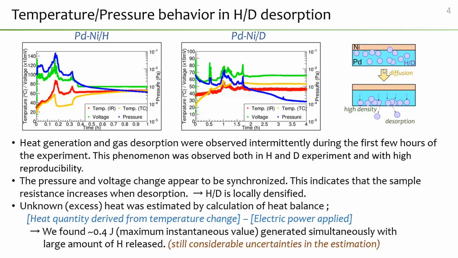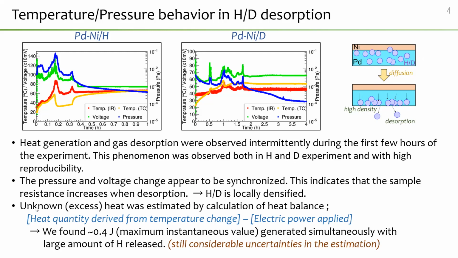Well, we can imagine that the loaded hydrogen deuterium moved to the sample surface and was locally densified. Then it was released from the sample when the density exceeded a certain level. So this is a possible model.